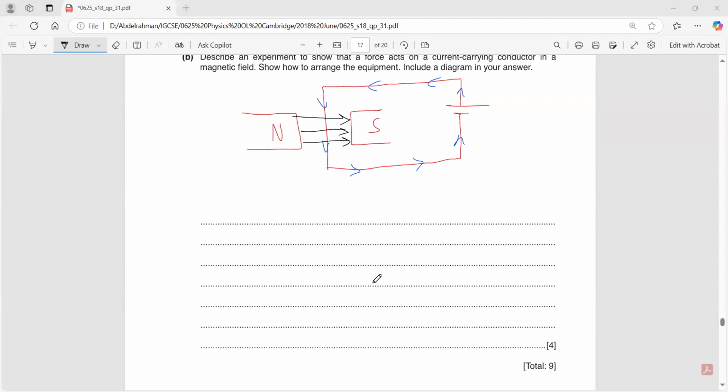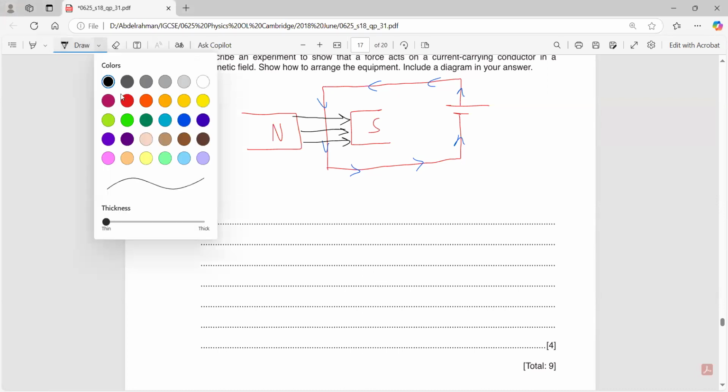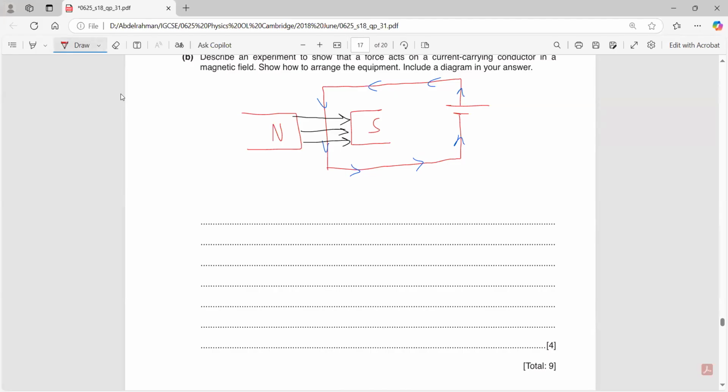Include a diagram. Yes, you have to include a diagram. When the question says include a diagram, you must include a diagram. If you don't draw, you will lose a mark. If the question says you may draw a diagram, then you don't have to draw. But for this question, you have to draw a diagram.